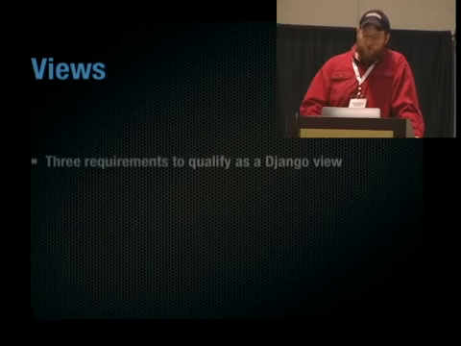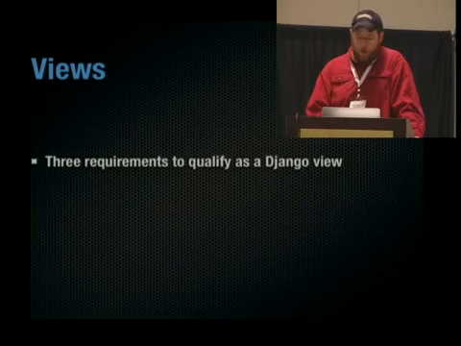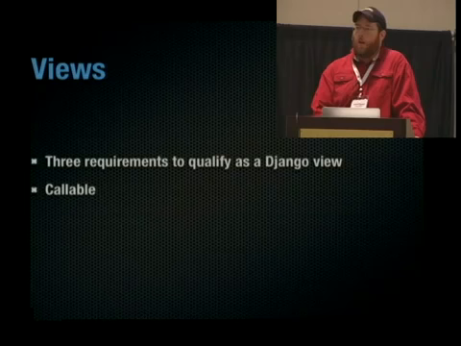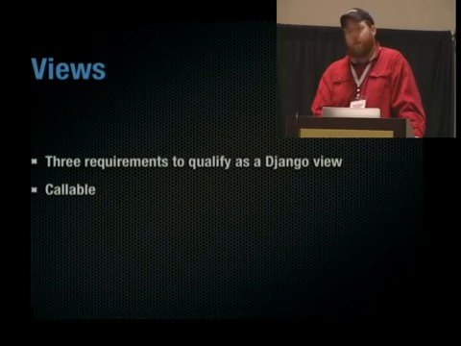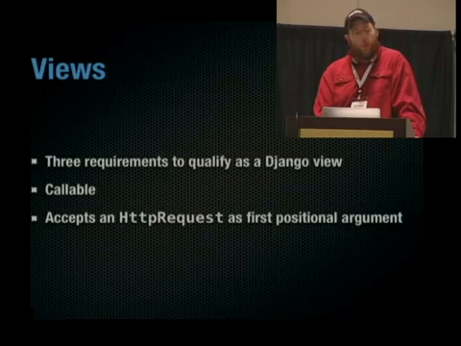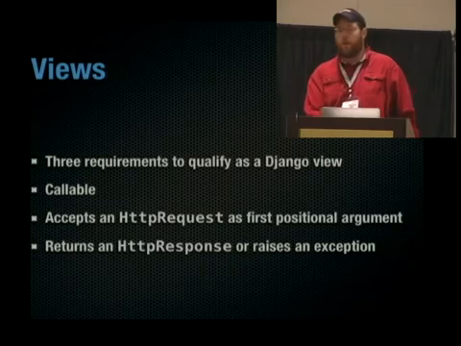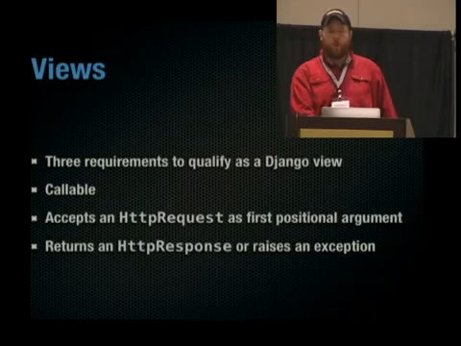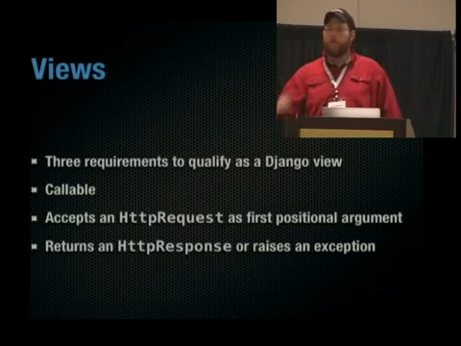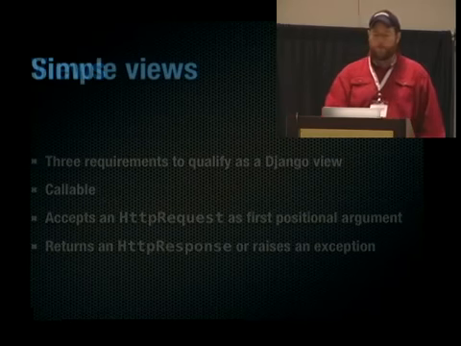Hopefully, once we've resolved this, gotten past URL and gotten a view, how does a view work? Django views have exactly 3 requirements. 1, they have to be callable objects, which means they can be functions or they can be callable classes. 2, they have to accept an HTTP request as their first positional argument. 3, they have to either return an HTTP response or raise an exception. That is literally the definition of a Django view. You don't have to do anything else beyond that.